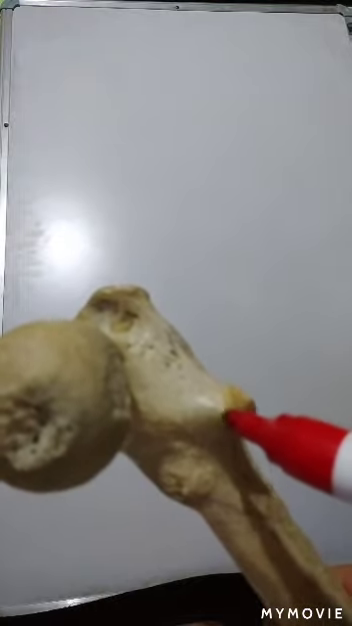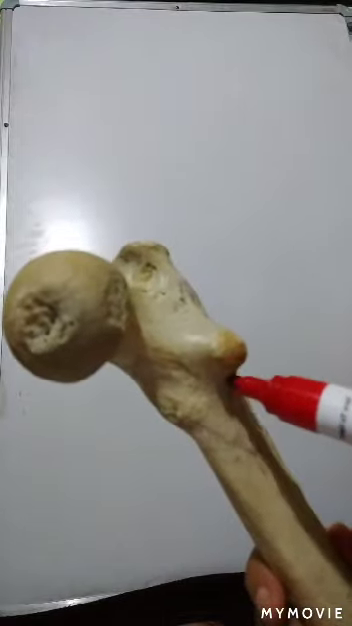Now coming to the lesser trochanter. This is the lesser trochanter. It is a conical projection directed medially. It has an apex for the attachment of the psoas major muscle, and iliacus is attached to its front.